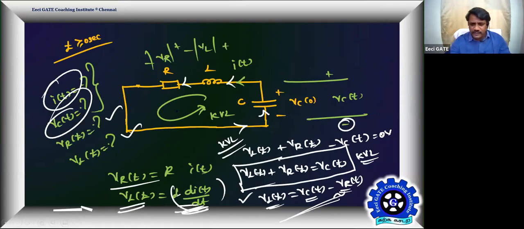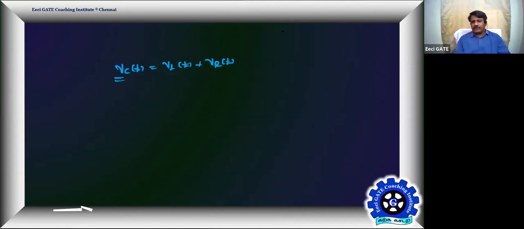Yes, begin the analysis now. So VC of t is equal to VL of t plus VR of t. That's our KVL, playing with respect to the current now. So tell me, what is this VC of t? This is your voltage. This is the direction of the current I of t. This is the voltage VC of 0, and this is also the voltage VC of t. This is C. Tell me what is VC of t now?